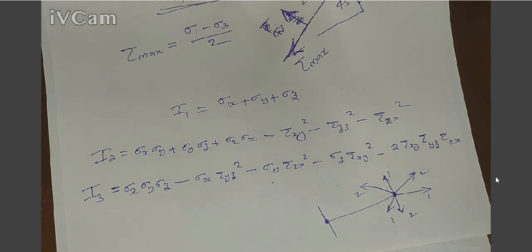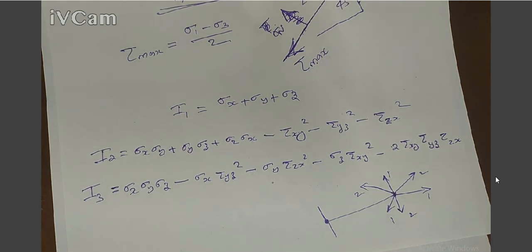So out of this infinite number of stress values, there is a stress value which is maximum in normal direction. Okay, there will be a maximum stress value, and that maximum normal stress value is called principal stress. And the plane which contains this maximum normal stress value is called principal plane.